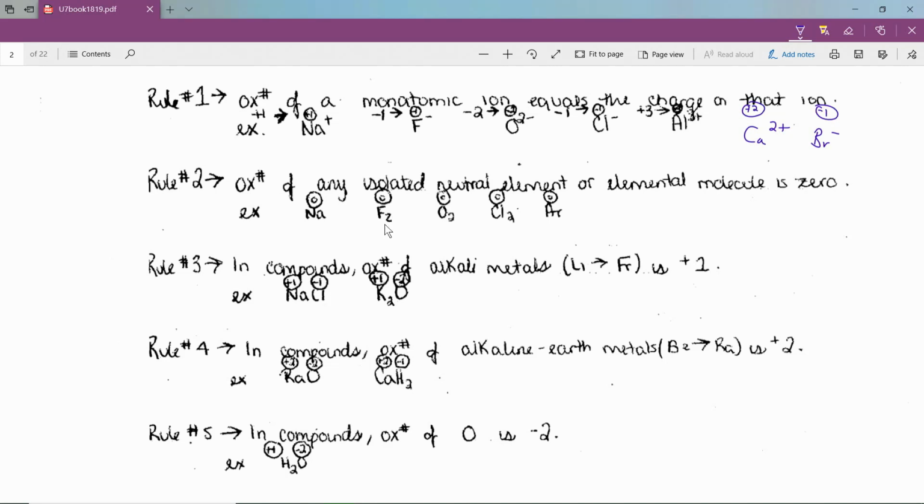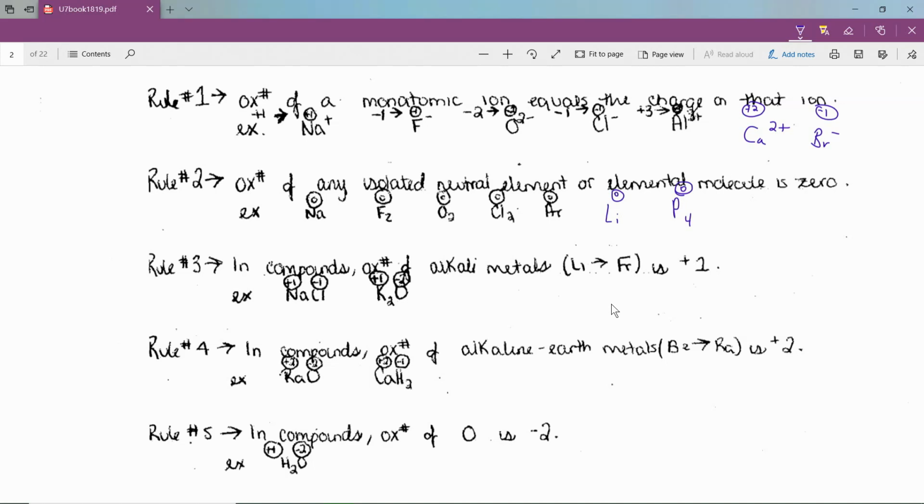Rule number 2, the oxidation number of any isolated neutral element or elemental molecule is 0. So all these ones here are 0. If I had lithium, its oxidation number would be 0. If I had tetraphosphorus, its oxidation number is 0. It's an elemental molecule. Its oxidation number is 0.